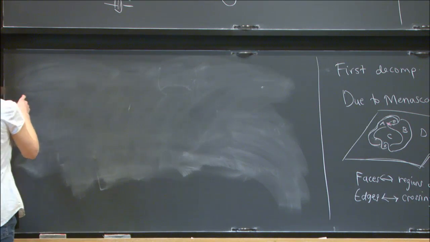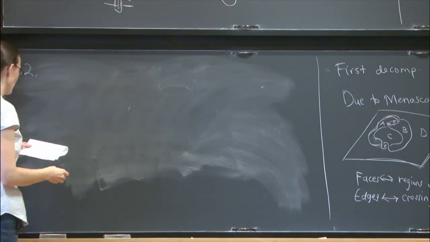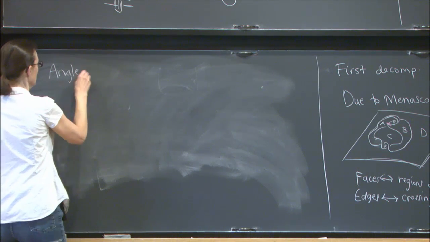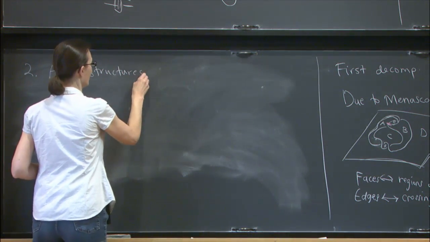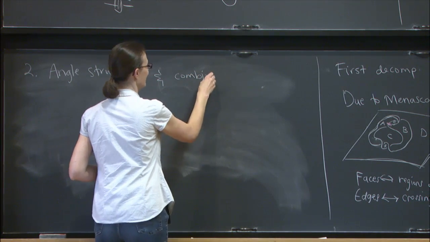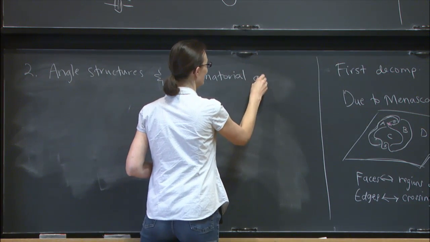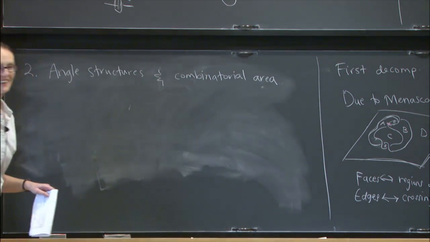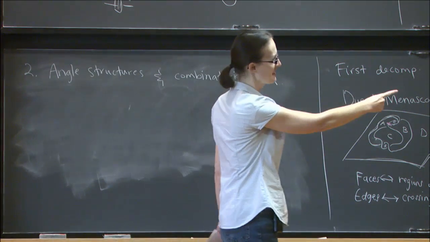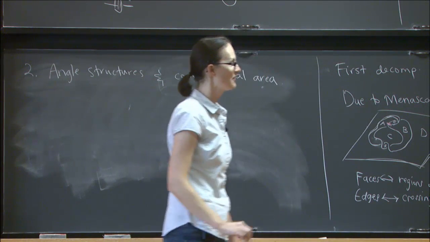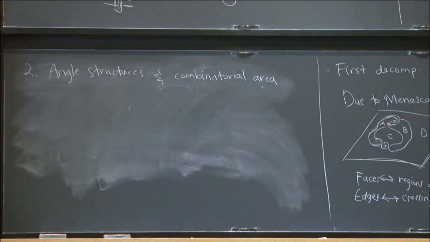Okay. All right, so part 2. So let's put a little bit more structure. So angle structures and combinatorial area. Yeah, so you can ask questions about these things. They're very nice. They have very nice hyperbolic geometry on them. But for purposes of this talk, you don't need to know all of the hyperbolic structure on these guys to determine information. We're just going to look at combinatorial areas and lengths using angle structures.